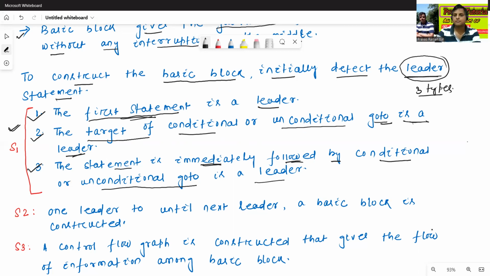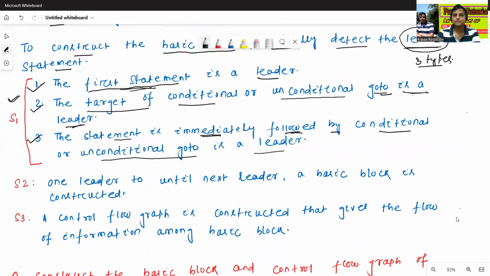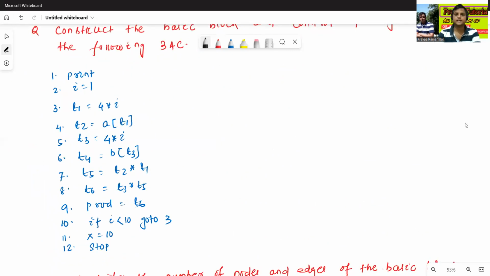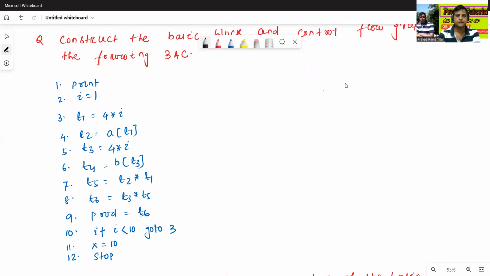First we'll identify the leaders. Here the question is this. This is one of my three address code snippets. How to identify the leaders? The first statement must be a leader. That means this first statement must be a leader.